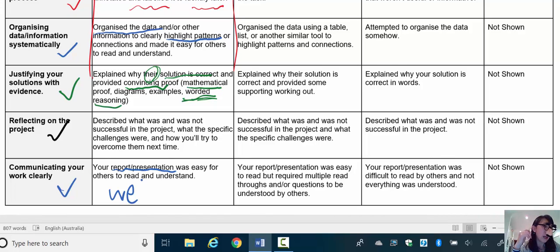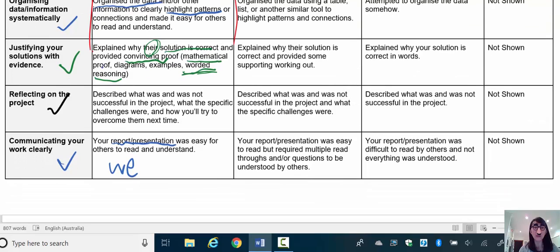Also consider the tense you use in your writing. Probably use past tense, that's the best idea. Sometimes, in some cases, you might use present tense. It really depends, and you have to make a decision in that case. Also use formal writing language, the formal report writing language, like academic writing. That's for the criterion of communicating your work clearly.